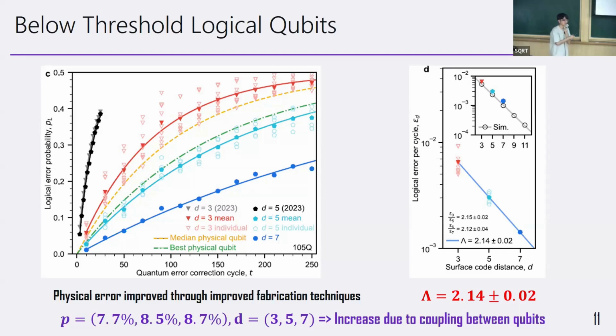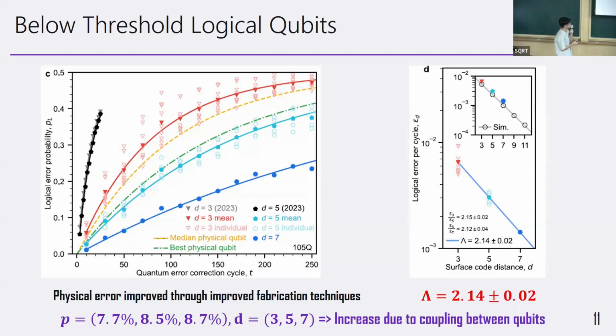So what does this mean? This means we've actually reached our threshold. If you're above the threshold, you would see the opposite. You would see it actually increasing, so you're just wasting money. But this is the first time this actually happened. So we're decreasing logical error probability.